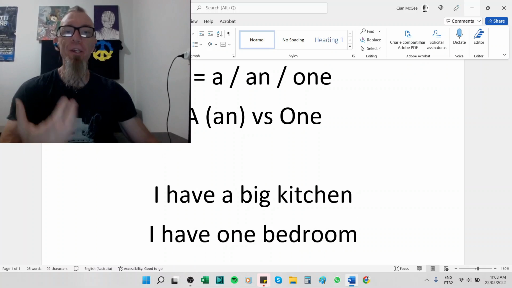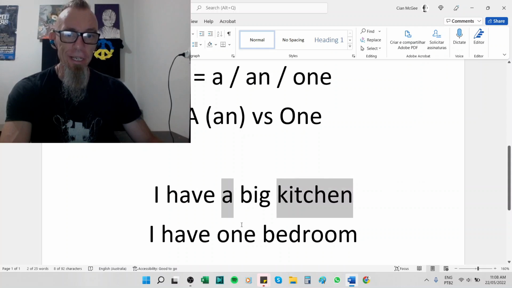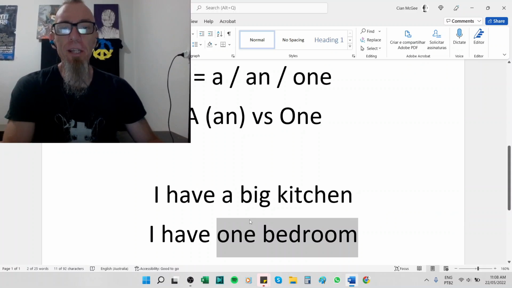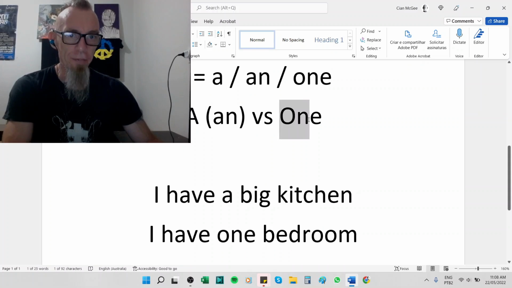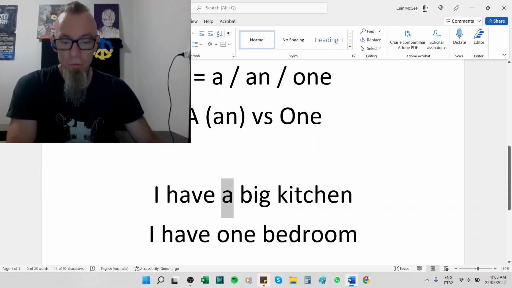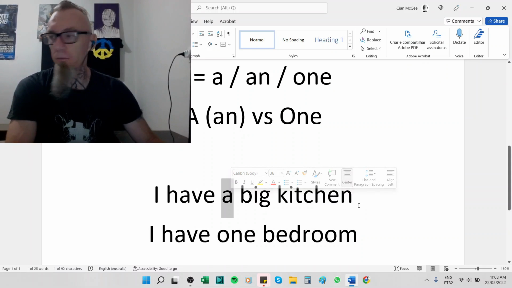Okay, so why do I choose a for kitchen in this case? And why do I choose 1 for bedroom in this case? Well, there's a couple of ways we can understand the difference between a and 1. One of these ways is the assumption. So when we use a, we're just referring to one of an object, or we're referring to the object itself.